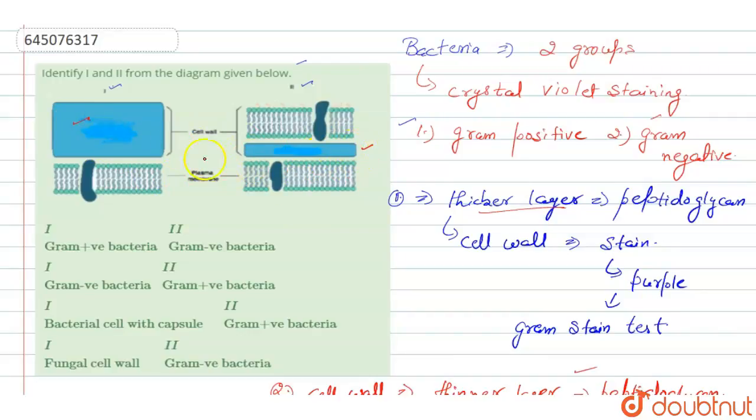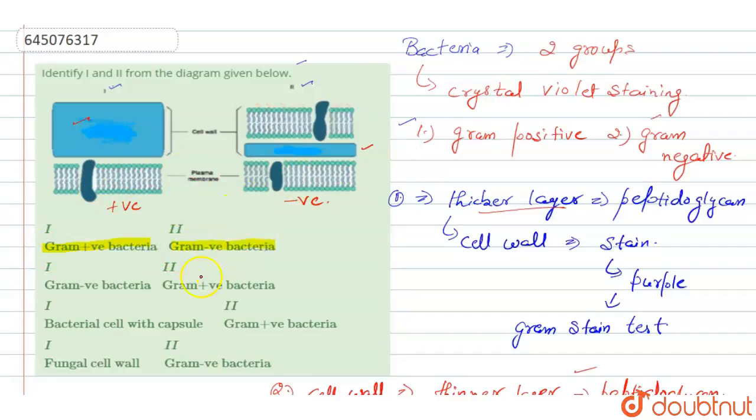So on the basis of this, we can assume that this one is the gram positive bacteria and this one is the gram negative bacteria. Here the outer membrane is also present. This outer membrane is also present in gram negative bacteria. So on the basis of this, we can conclude that our right answer is: the first one is the gram positive bacteria and the second one is the gram negative bacteria.